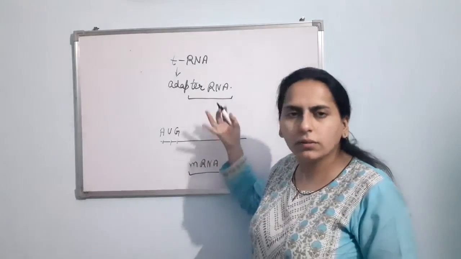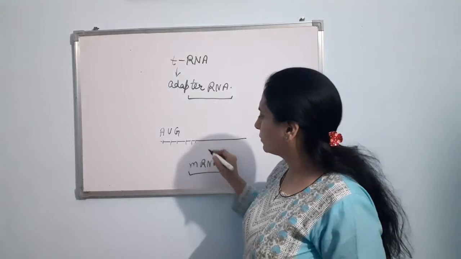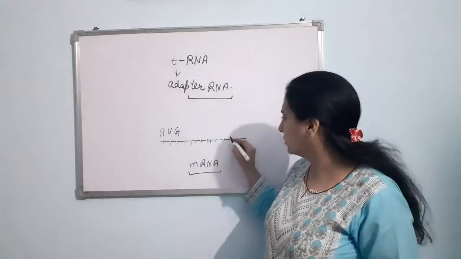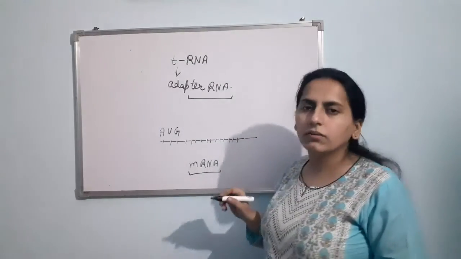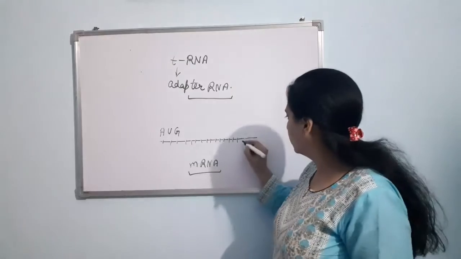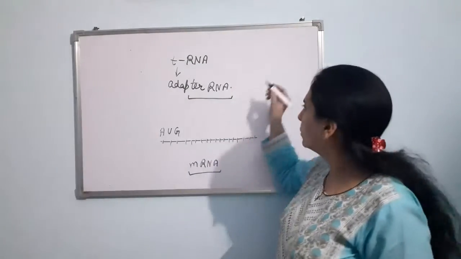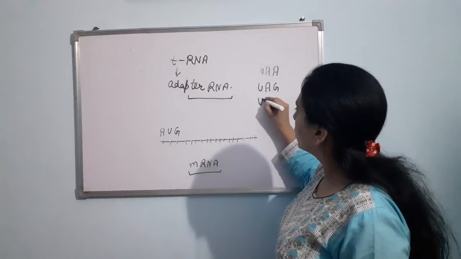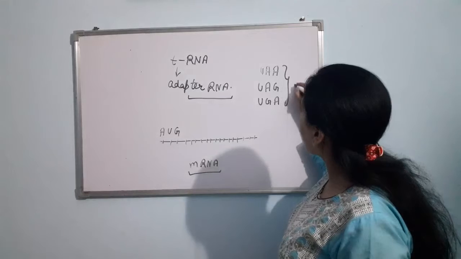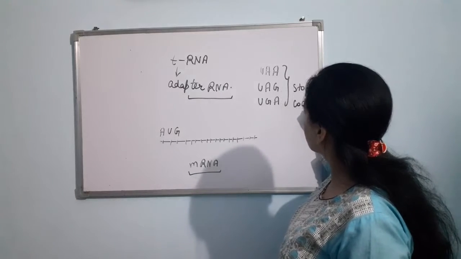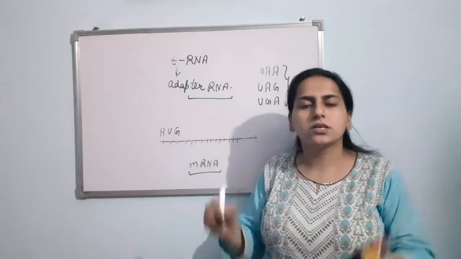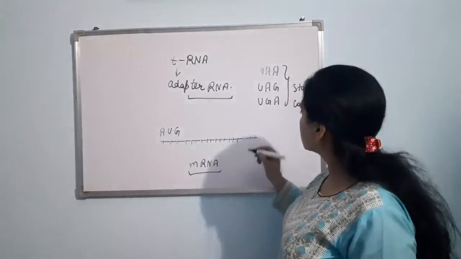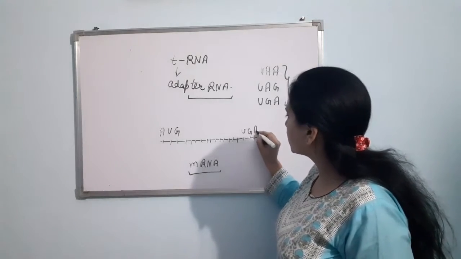Then in between there will be more codons. Codons are triplet in nature. And then there will be a stop codon, which I told you could be UAA, UAG or UGA. These are all stop codons. If they come, then the process of translation, or protein synthesis, will stop. So suppose here UGA is present.